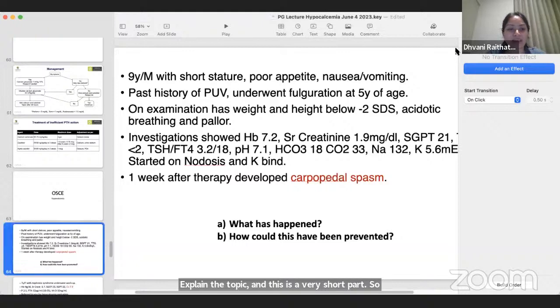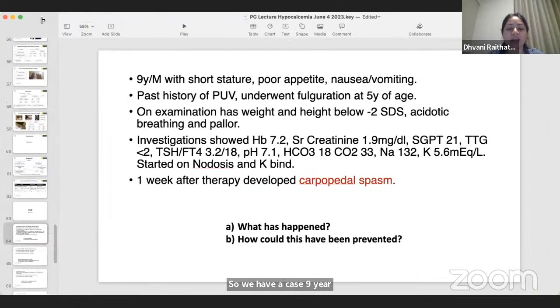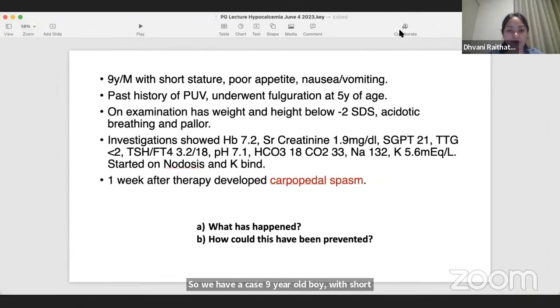So we have a case: a 9-year-old boy with short stature, poor appetite, nausea and vomiting. There's a past history of poor urinary stream with a history of PUV. The child underwent fulguration at 5 years of age. On examination, the child has failure to thrive with weight and height below -2 SD, acidotic breathing and pallor.